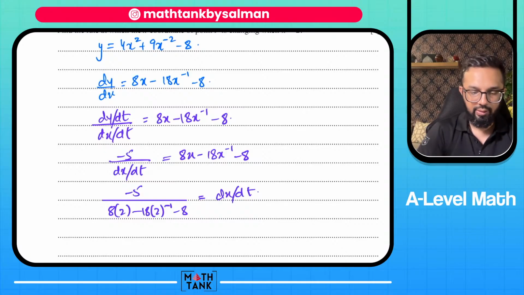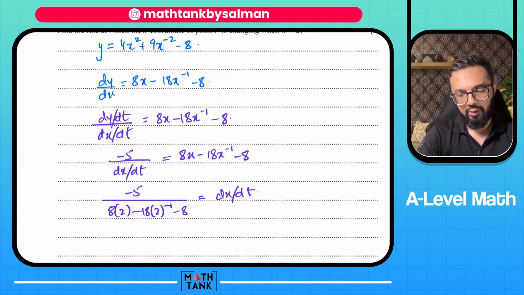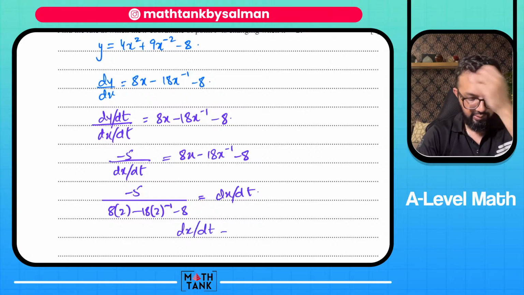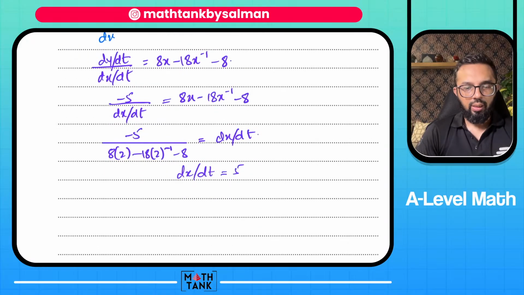Okay, let me put that on a calculator. 8 times 2 minus 18 times 2 power minus 1 minus 8. Minus 5 divided by minus 5. So dx by dt is 5.